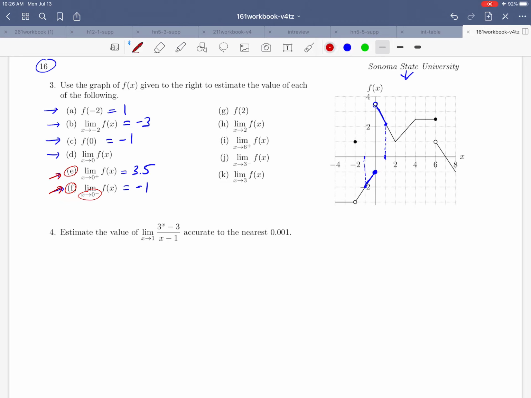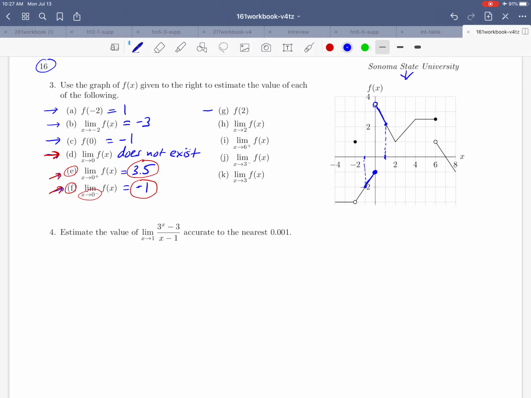Okay, and now back to part D. Can you tell me now what that limit is going to be, the two-sided limit as x approaches 0? Well, the fact that we got different numbers from the left and the right-hand side tells us that this limit does not exist. Okay, we don't get the same number when we approach from the left and the right side of 0.